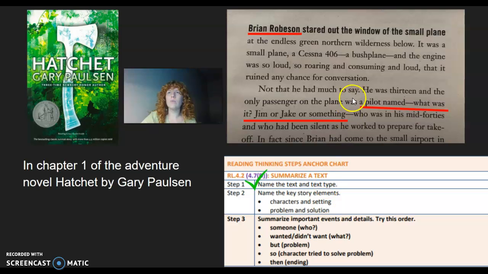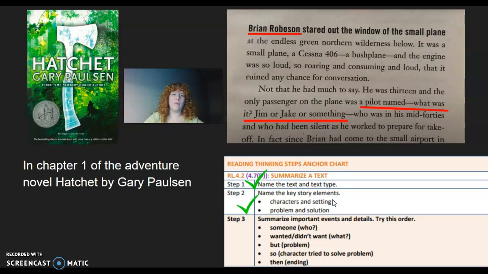Well, I just read that he was on a plane over the great Canadian wilderness, and I know that's it, because the setting is the where and the when of the story. Got it. Now I'm gonna look for problems and solutions. I have to think. Were there any problems in this chapter? Ooh, I remember. At the end of the chapter, the pilot dies. Oh my gosh, that must have been really scary. All right, step 2, done.